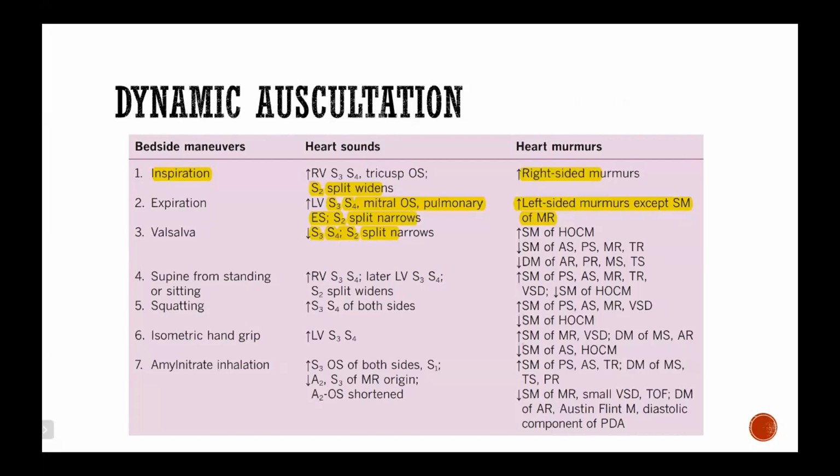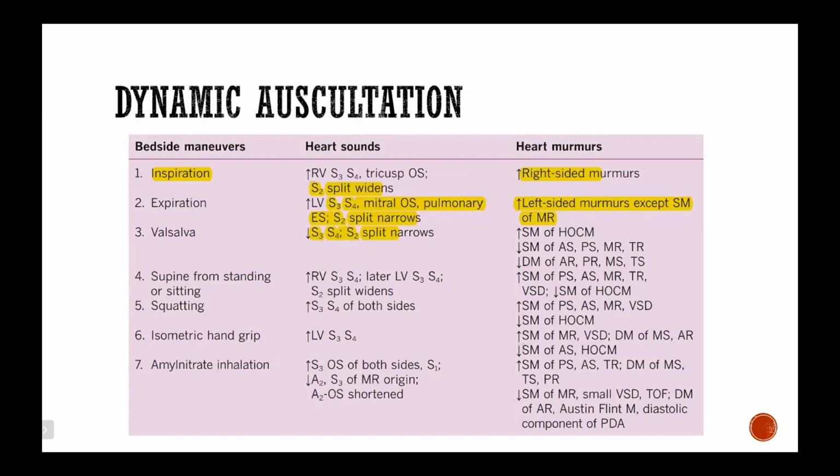Or secondly, when you tell the patient to squat. When he squats, what will happen? Again, the venous return will increase. So in both these conditions, the venous return increases. Once the venous return increases, the right-sided blood flow will increase, right-side stroke volume increases. After a few cycles, left-sided stroke volume will increase. So initially the right-sided murmurs will increase in intensity, followed by left-sided murmurs.